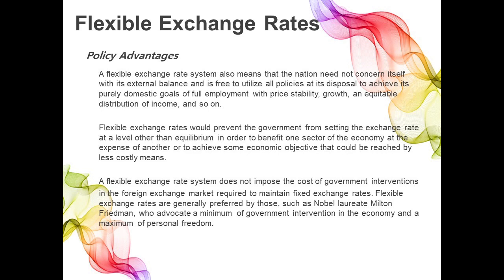A flexible exchange rate system does not impose the cost of government interventions in the foreign exchange market required to maintain fixed exchange rates. Flexible exchange rates are generally preferred by those, such as Nobel laureate Milton Friedman, who advocate a minimum of government intervention in the economy and a maximum of personal freedom.